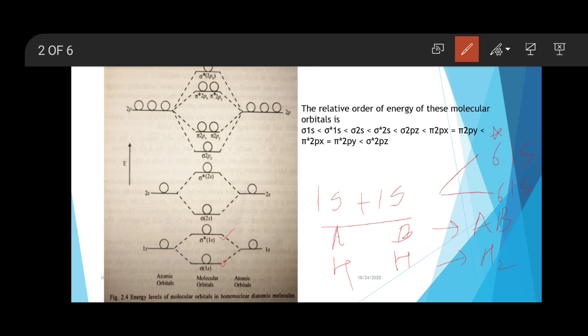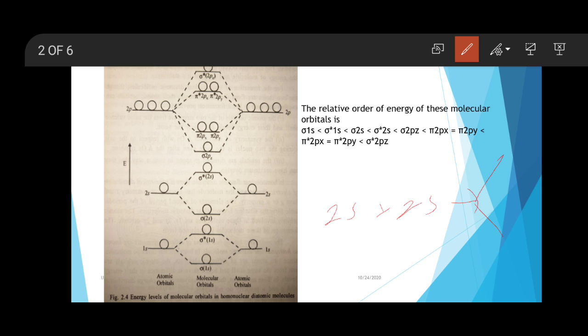Okay, so these are mentioned here. Everybody understood? Similarly, when the 2s orbital of one atom combines with the 2s orbital of another atom, again two molecular orbitals form, that is sigma 2s and sigma star 2s. Sigma 2s is a bonding molecular orbital and sigma star 2s is an anti-bonding molecular orbital. It is very easy to understand.